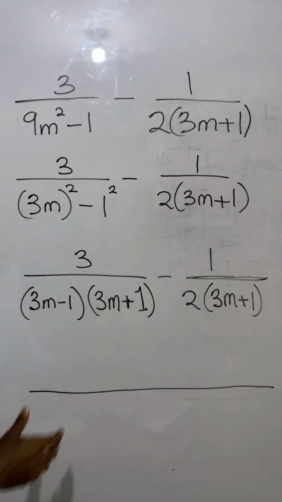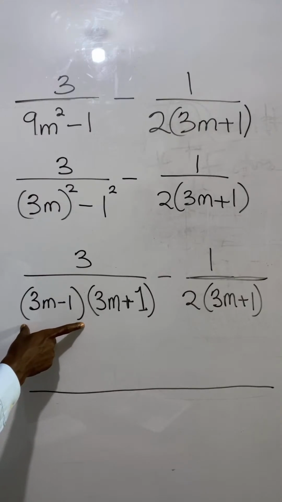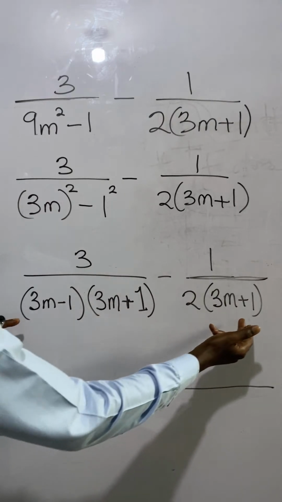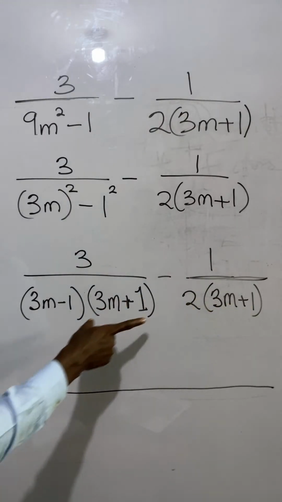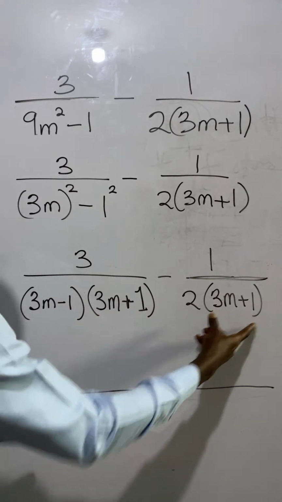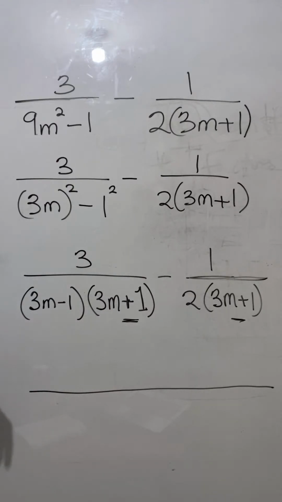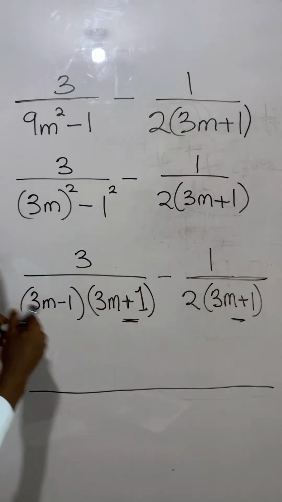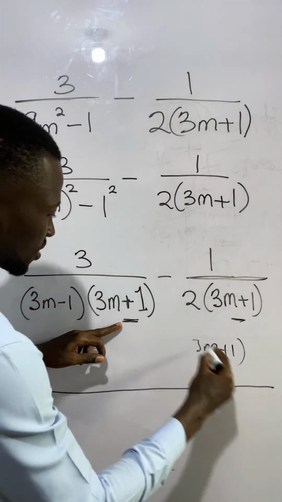But if we say the least common multiple of this algebra, we will just have to check the two denominators. We have 3m minus 1 here, and we have 3m plus 1 out here. Now, what is common between the two? We have 3m plus 1 and 3m plus 1. So this and this are common. So when it comes to algebra, in order to find the LCM, check the value that is common and pick that out. So 3m plus 1 is common, so we would pick 3m plus 1 out.